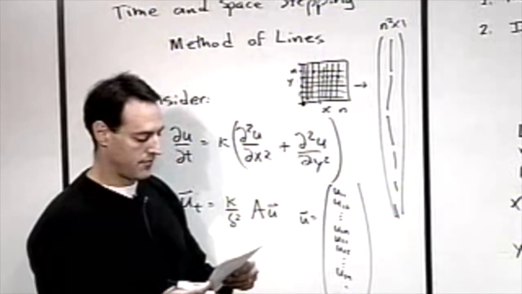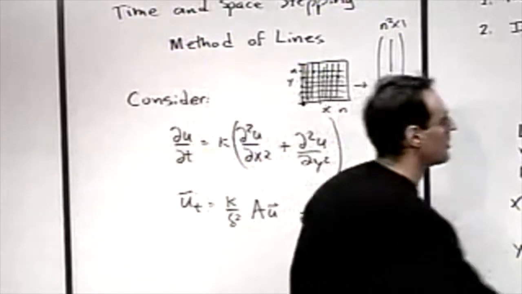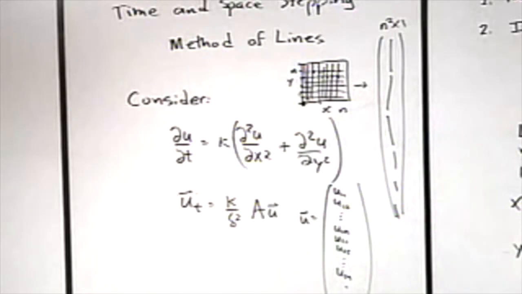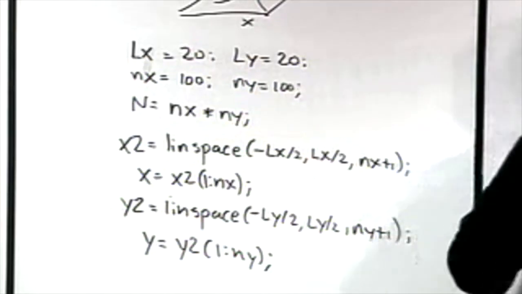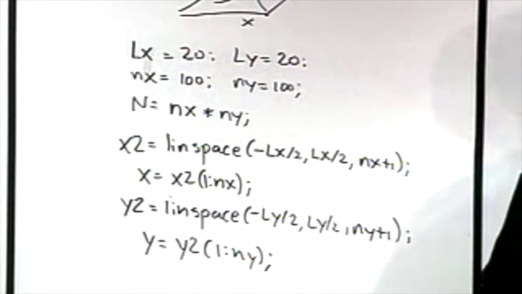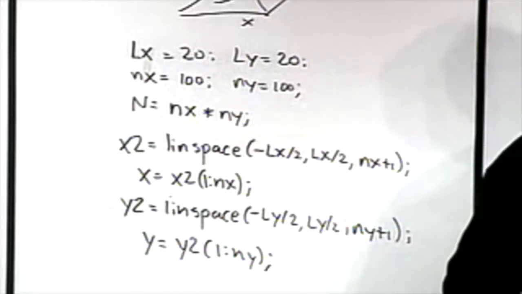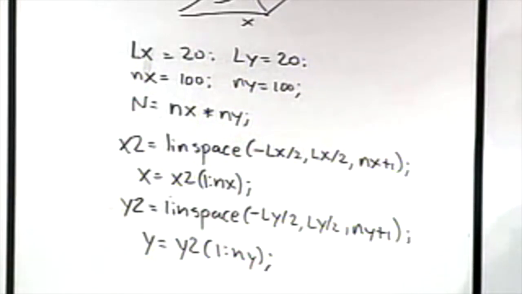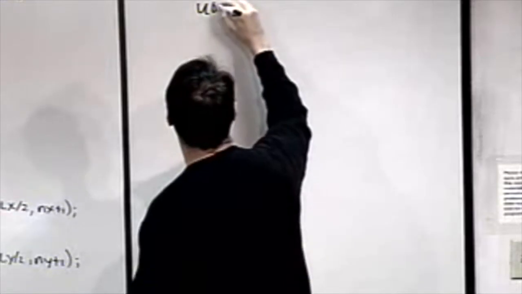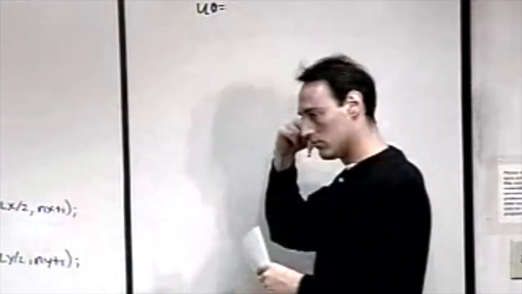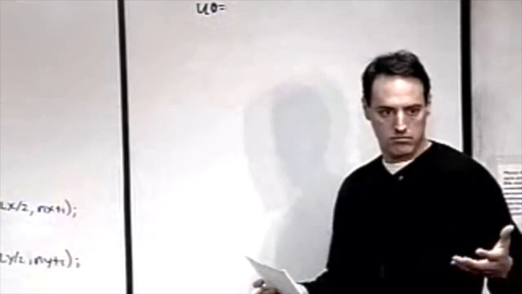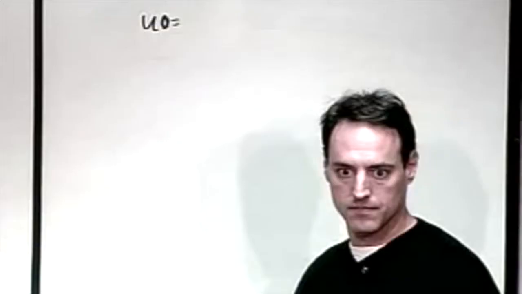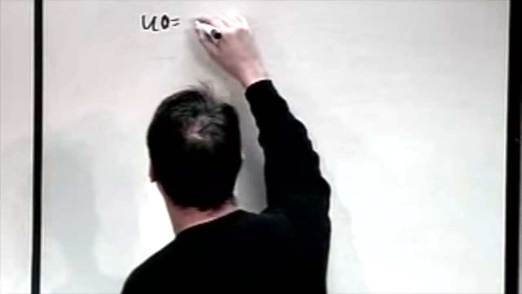All right. So how would you define some initial data? Because this is part of what we're trying to talk about here. What is my initial condition? Suppose I wanted to do a Gaussian in x and y. So you could say, well, how about something like this?